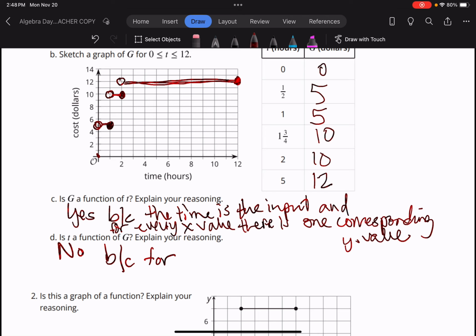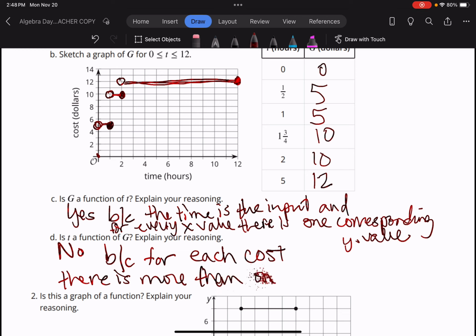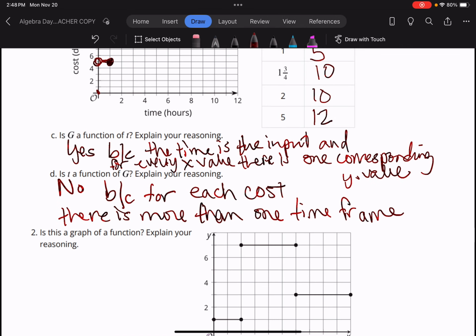for each cost, there is more than one time frame, right? So the reason G is a function of time works is because for every input of time, there is an output, right? However, for every output, or for every cost, I could have multiple values that would be the number of hours it would be for that cost.